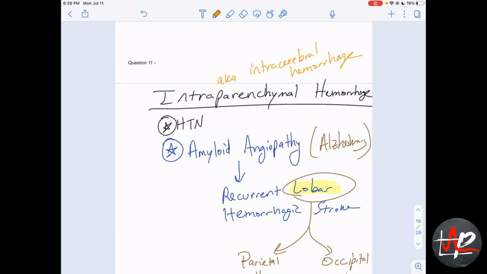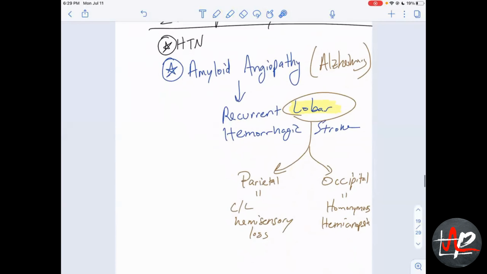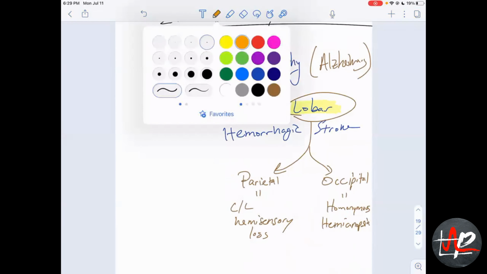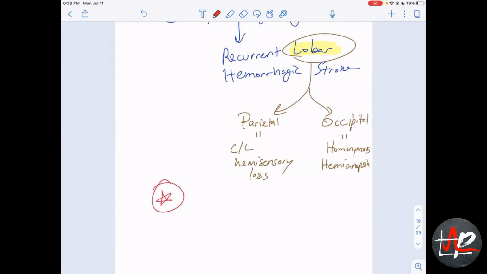I said hypertension is the most common cause, then amyloid angiopathy. You can also see it with some AV malformations, as well as patients on anticoagulation. A lot of those risk factors are similar between subarachnoid and intraparenchymal. So you want to take note that these are going to be focal deficits. This is a big difference between the subarachnoid and the intraparenchymal. I'm going to put a big star by this. So it's focal deficits.